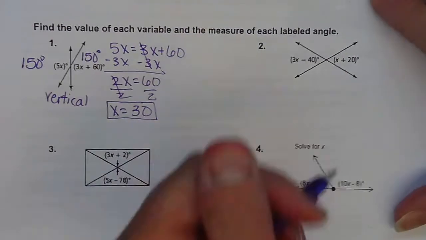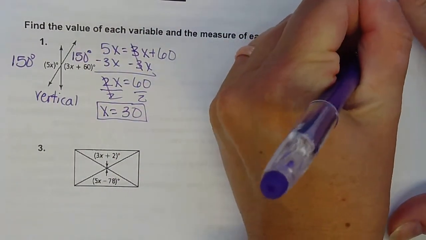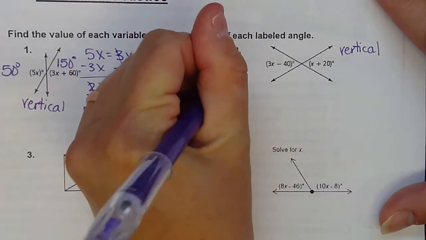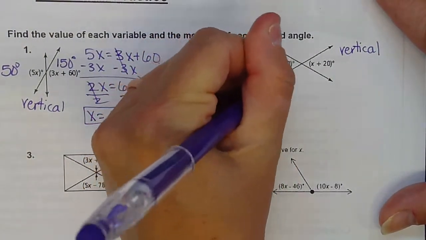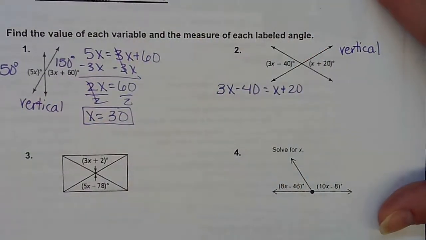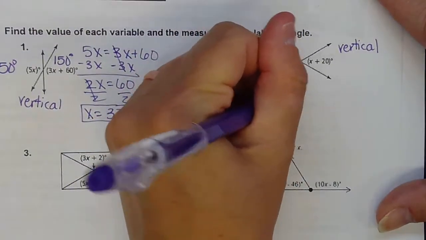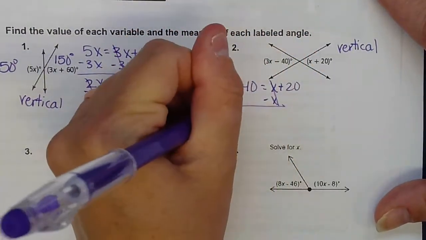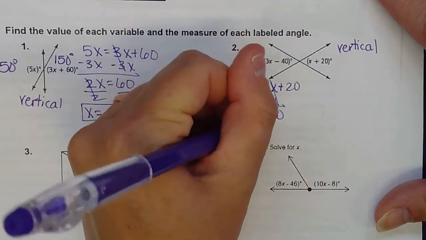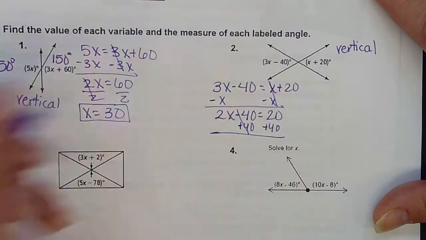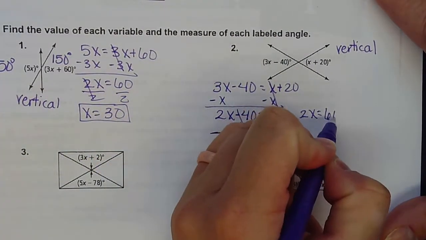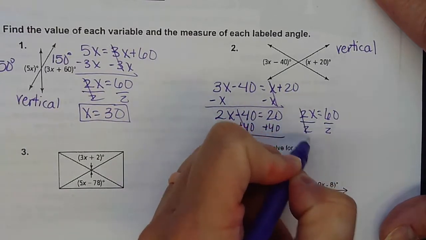Okay, number 2, these are also vertical angles. They're back to back. So because they are vertical angles, that means you set them equal to each other to solve for x. 3x minus 40 equals x plus 20. This one's going to be a little bit more work. So subtract x. 2x minus 40 equals 20. Add 40. 2x equals 20 plus 40, which is 60. Divide by 2, and I get x equals 30 again.